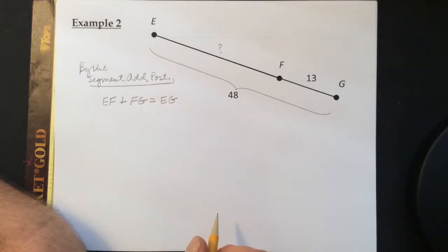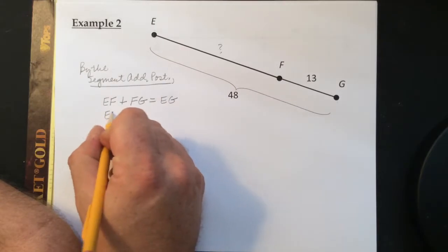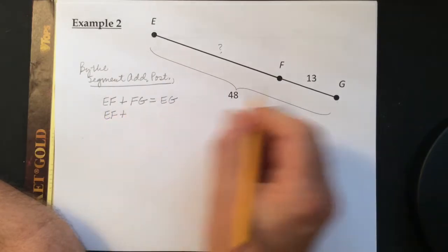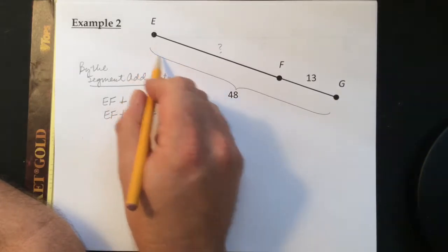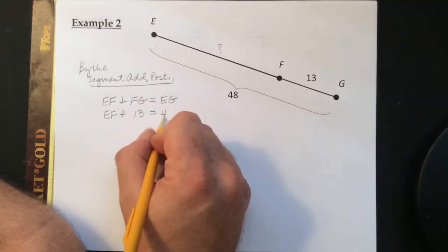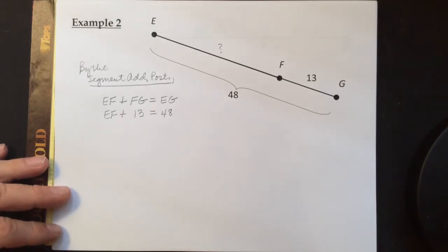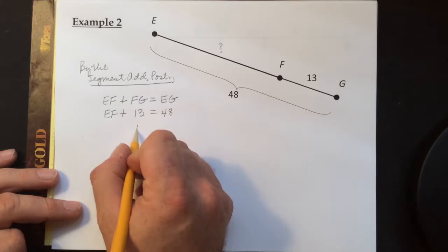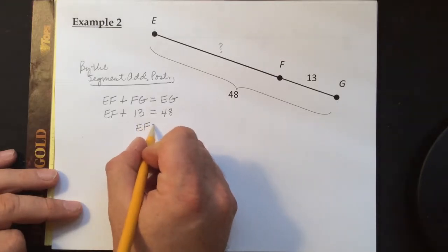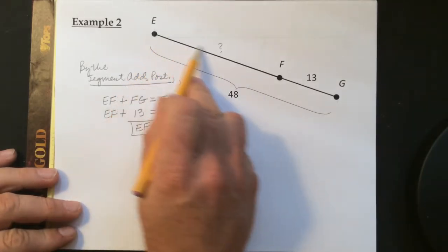At this point, after using the segment addition postulate, we substitute in the values that we know. The length of EF we don't know, so we're going to keep it written as EF, plus the length of FG, which is 13, equals the length of EG, which was given as 48. From Algebra 1, this is a simple equation. We then subtract 13 from both sides of the equation, and we get the length of EF is 35, or 35 units long.